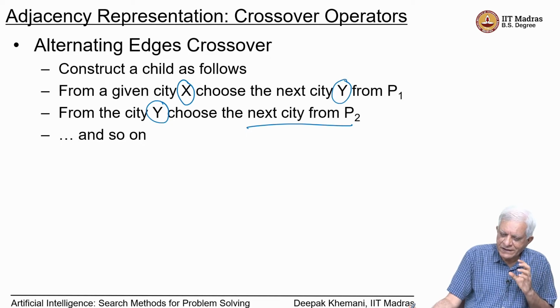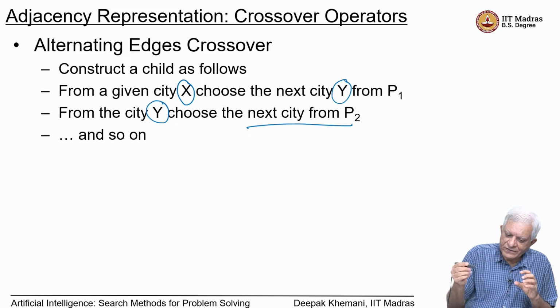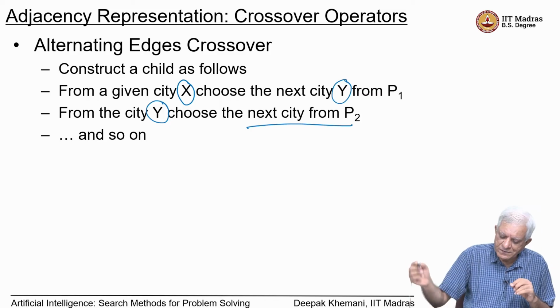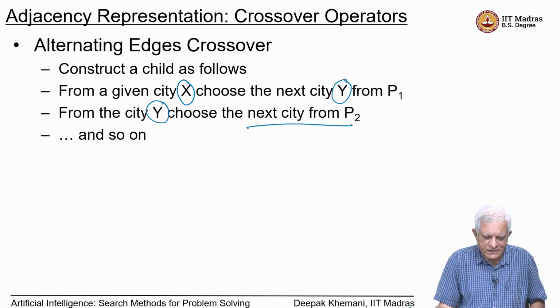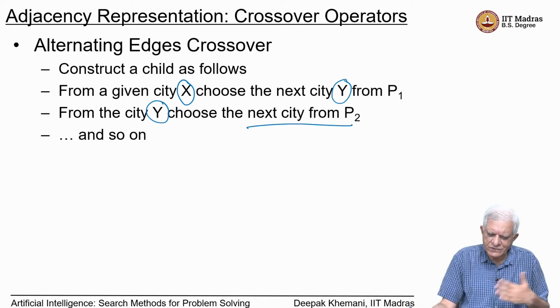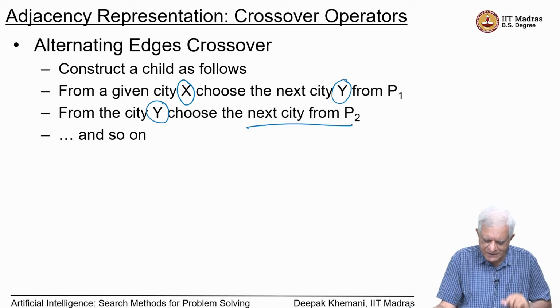If you are starting with city A and if in parent 1 you were going from A to, let us say, F, then you put that A to F in the child, then you see where you were going from F in parent 2 and copy that edge from parent 2, and so on. So, that is called the alternating edges crossover. You take one edge from one parent, the other edge from the other parent, and you keep constructing a tour in that fashion.